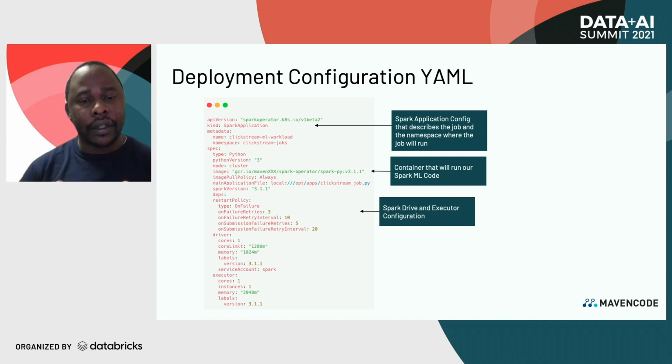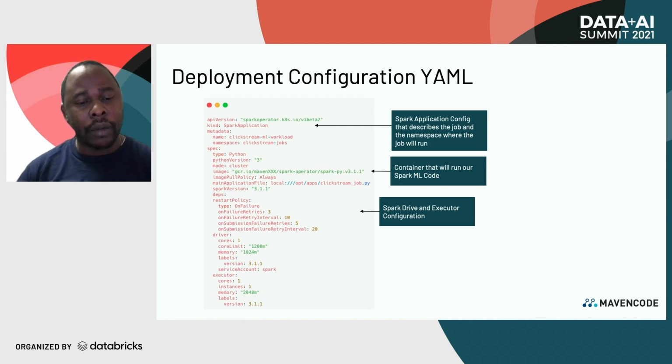We have a container that contains the workload, what we're trying to deploy. And we have a Python file baked inside that container that contains the PySpark code. And we're saying we want to run with PySpark 3.1.1. And we have different policies around it, depending on how you want to kick off the job. If something fails, in this case, we're saying that if the job fails, we'll retry 3 times, and the interval between retries is 10 and things like that.